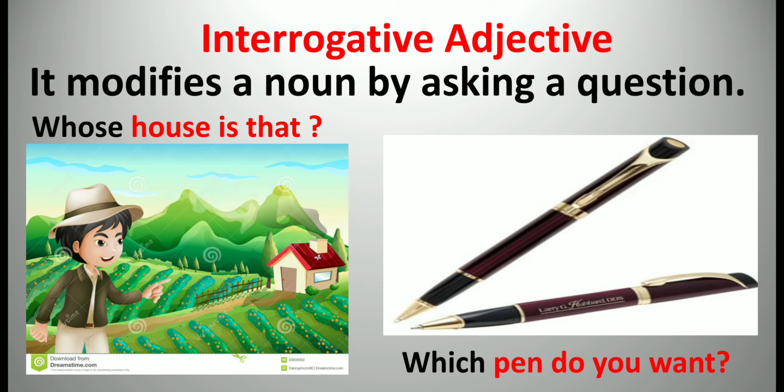Interrogative adjectives modify a noun by asking a question. These are always placed before a noun. The examples are, whose house is that? Which pen do you want? The adjectives whose and which ask questions in these sentences to modify the nouns house and pen respectively.